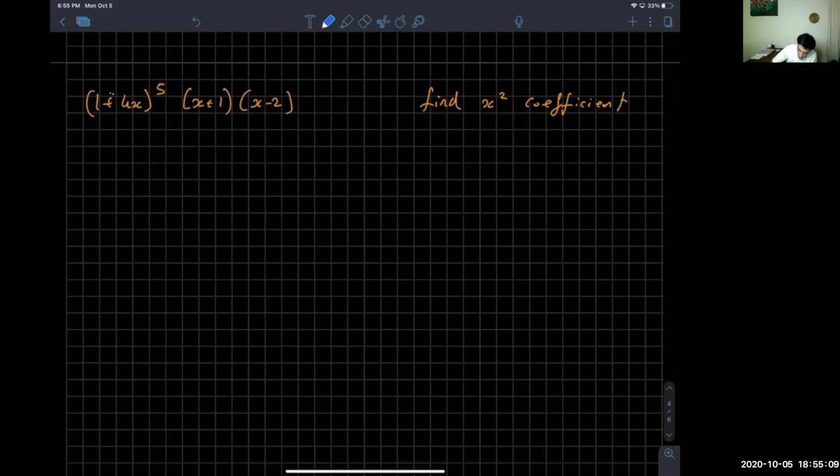Okay, let's just do this together actually. So this is the more complex term, and this is your simple term. We can rewrite this out and expand it. So 1 plus 4x to the power 5 times x squared minus 2x plus x, which becomes minus x minus 2. Now we just need to see which of the terms, when multiplied by these things, add up to x squared.